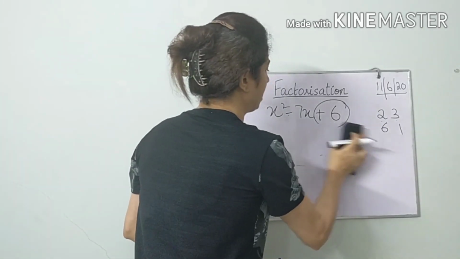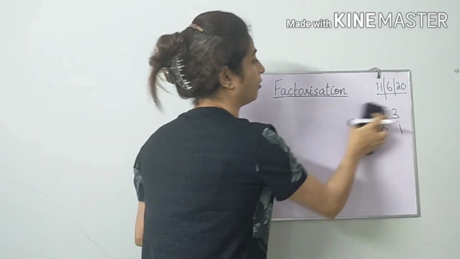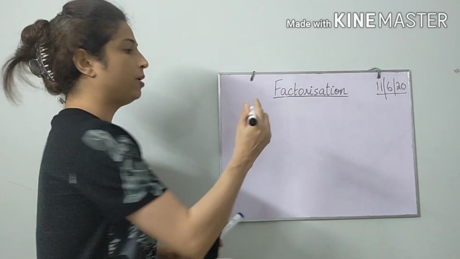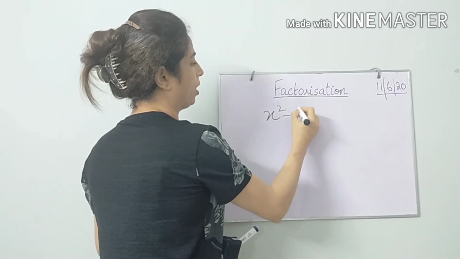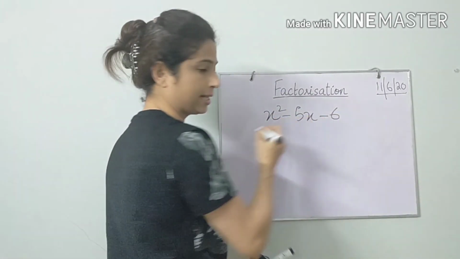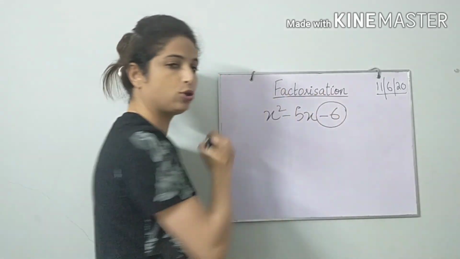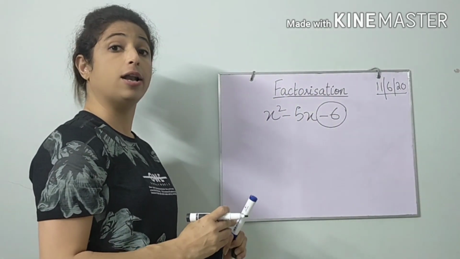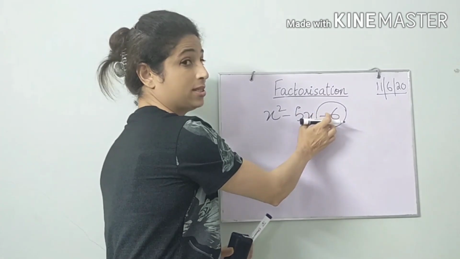Okay, now let's see if we have a negative sign in our last term. So for example, the question is x squared minus 5x minus 6. Now, the first step is to check what our last term is, which sign it carries.